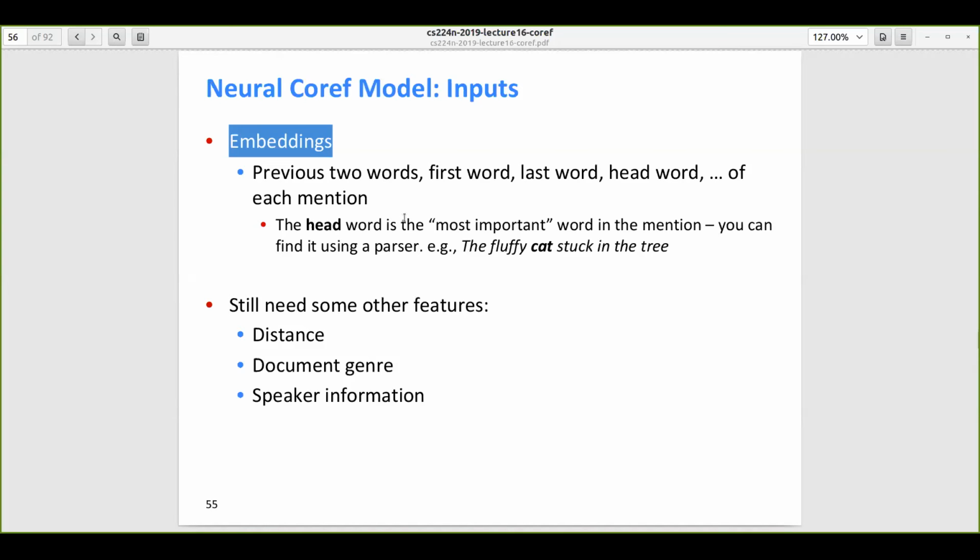The head word is considered to be the most important word, and that can be found out using parsers, like in the fluffy cat stuck in the tree. So here we can see that in the entire phrase, the most important mention or the entity would be cat, and all the other mentions or entities are actually dependent on this.